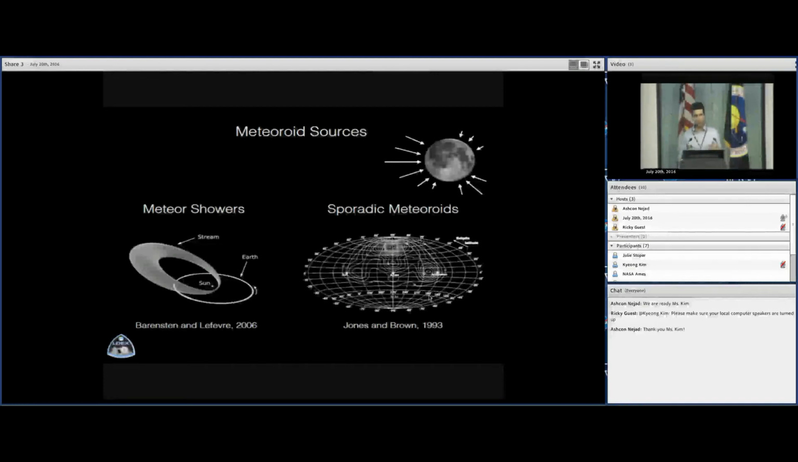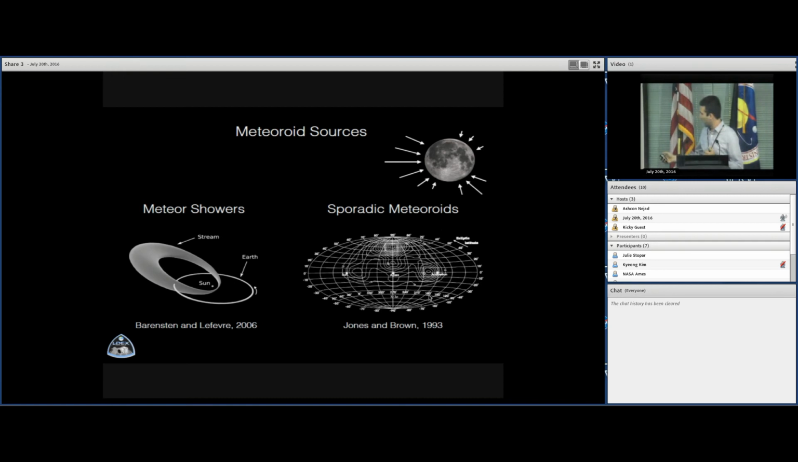So typically these are categorized into two different groupings from Earth. You have the meteor showers. These are particles that have been lost from their parent bodies, but they still follow similar orbits. And so as they evolve slightly different from their parents, they form a tube-like structure in the solar system. And if Earth's orbit happens to intersect that, we get a meteor shower.